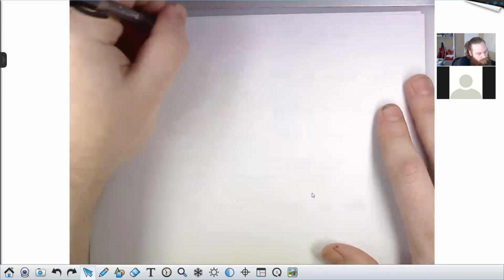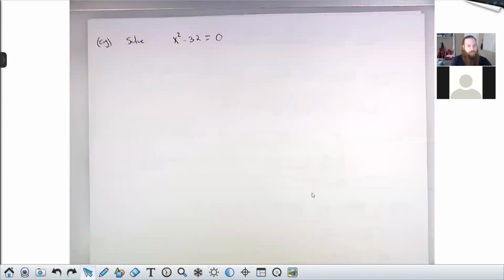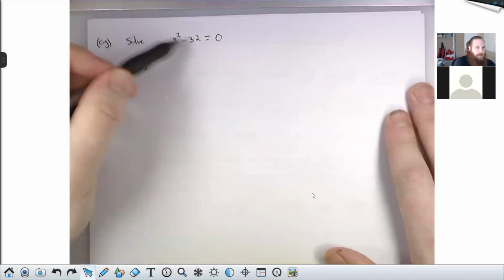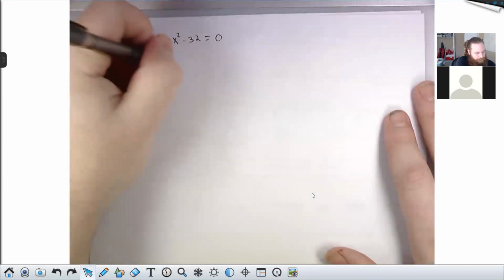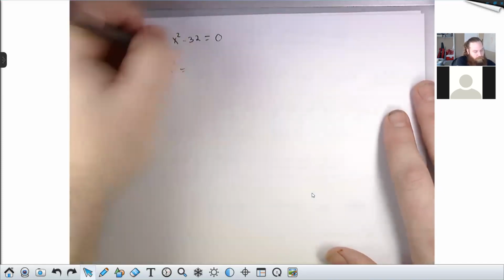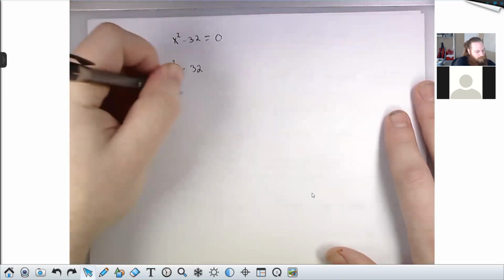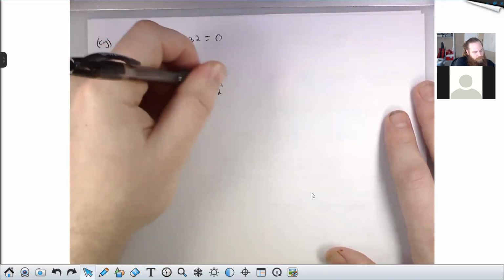Let's solve x squared minus 32 equals 0. Same sort of thing. Because there is no middle term, there is no x term here, I can solve the equation by taking square roots. To do that, I have to isolate x squared. And then I take the square root on both sides. So here I'll get x equals plus and minus the square root of 32.